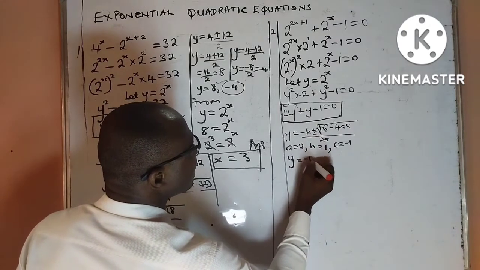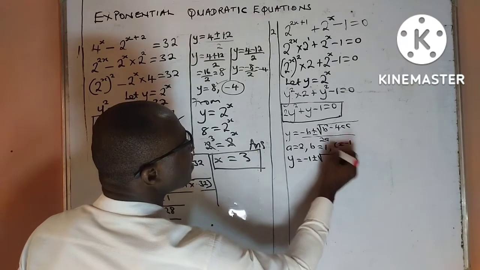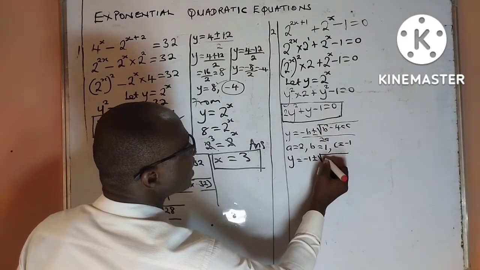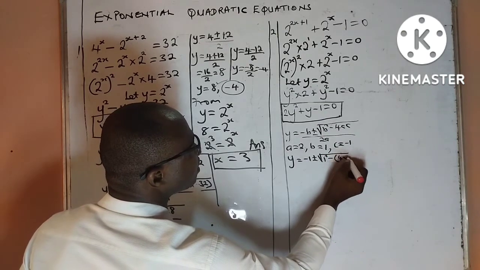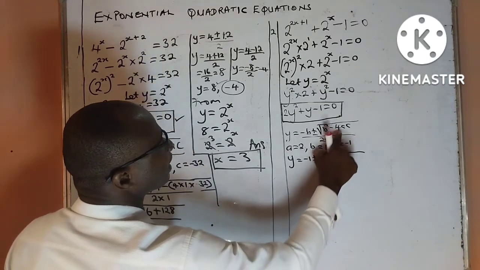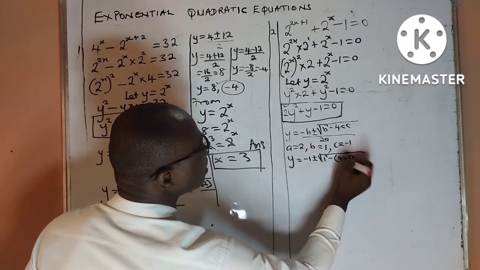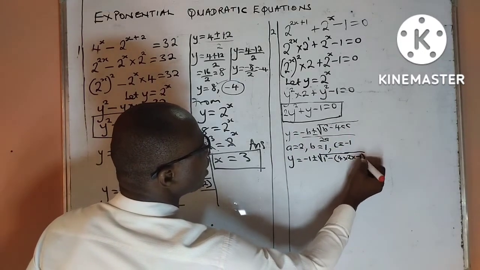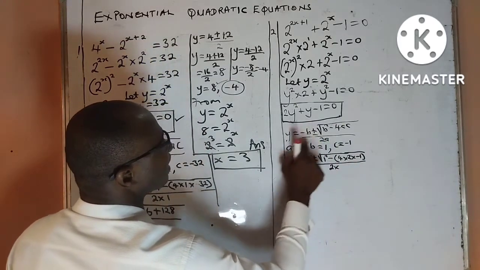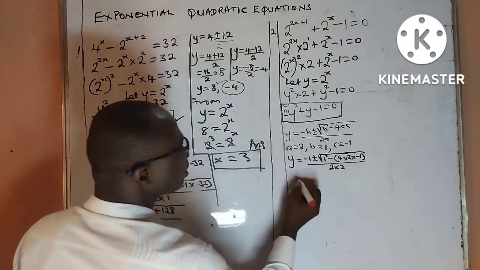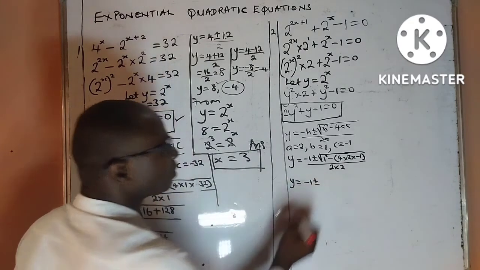So, substitution, I will now have y equal to minus b. Here b is 1, so I have minus 1, plus or minus square root of 1 squared, that is b squared, then minus 4 times a times c. A now is 2 times 2, my c is negative 1. Everything over 2 times a, and my a here is 2, okay?